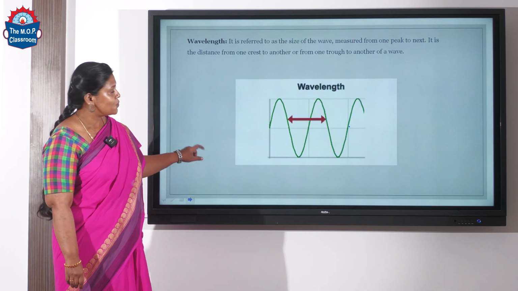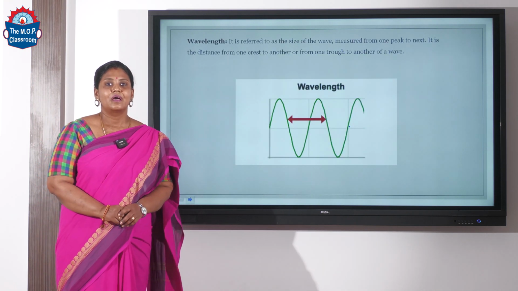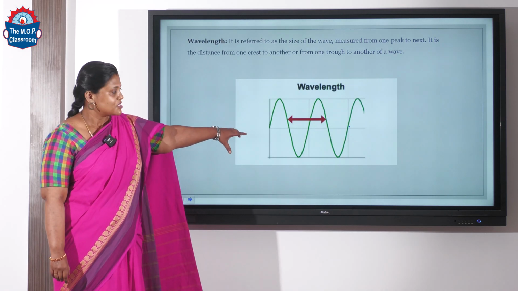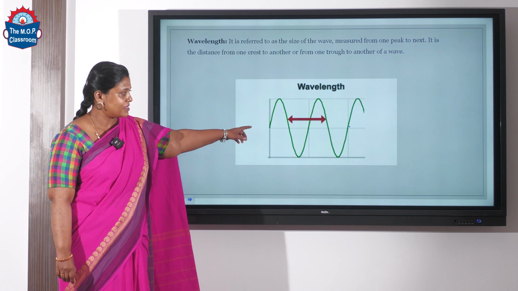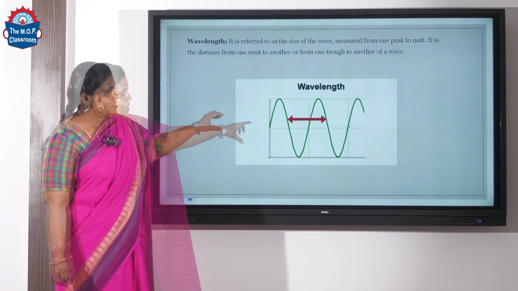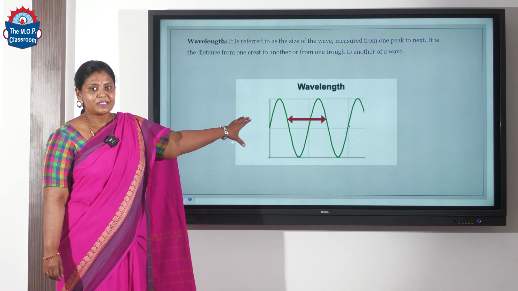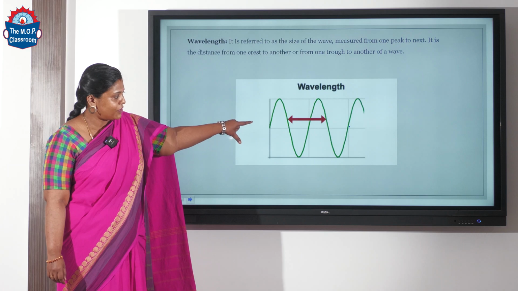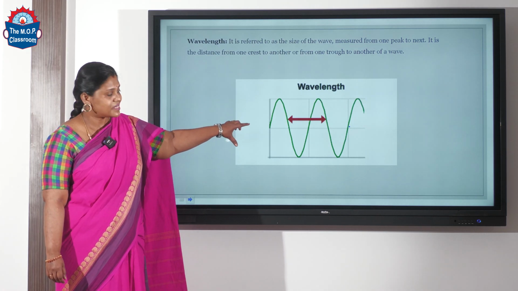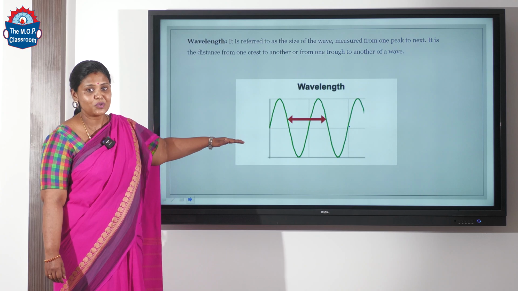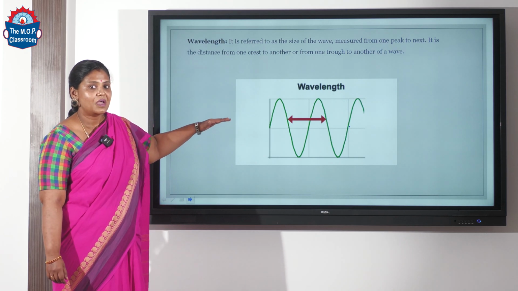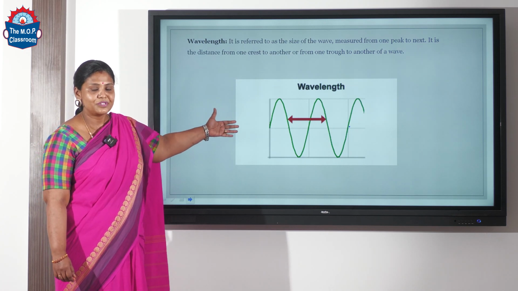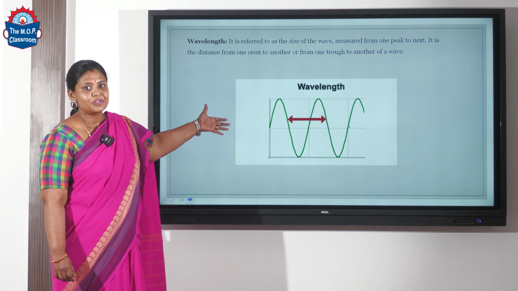Now let's move on to what is wavelength. Wavelength is referred to as the size of the wave. You can see in this picture, there is a wave which is moving up and down. The distance between these points is referred to as the wavelength of the sound wave. The midpoint refers to how the phase starts. This is one of the important properties of the sound wave, because based on this we'll be dealing with amplitude, frequency, pitch, and timbre.